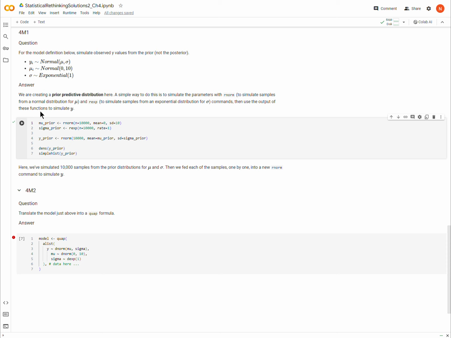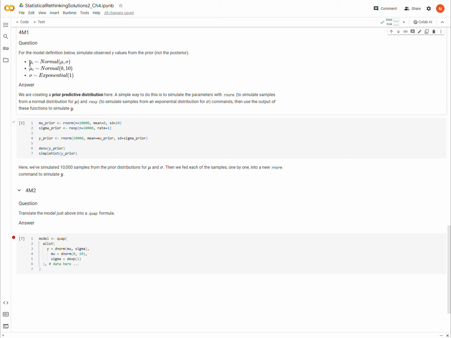Questions 4M1 and 4M2 for Statistical Rethinking, fourth chapter. Okay, so our first one here is, for the model definition below, simulate observed y values from the prior, not posterior distribution. And so here's the model, and this is just priors.